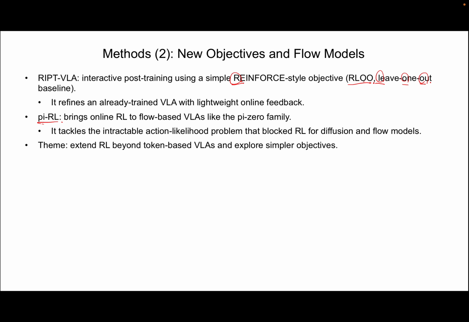It brings online RL to flow-based VLAs like the Pi0 family. It tackles the action likelihood problem that blocks RL for diffusion and flow models. We covered that this kind of action likelihood is necessary for PPO-style RL, but with flow or diffusion-based policies, VLA models, as they do diffusion, we cannot get the likelihood. It is intractable to get the likelihood. Pi-RL makes some approximations to get likelihood for diffusion or flow-based models so that we can incorporate RL into them. The theme is to extend RL beyond token-based VLAs, like pi-RL, and explore simple objectives.